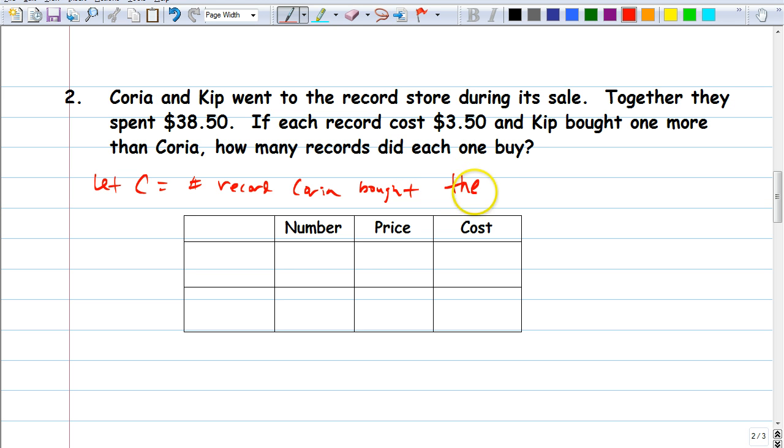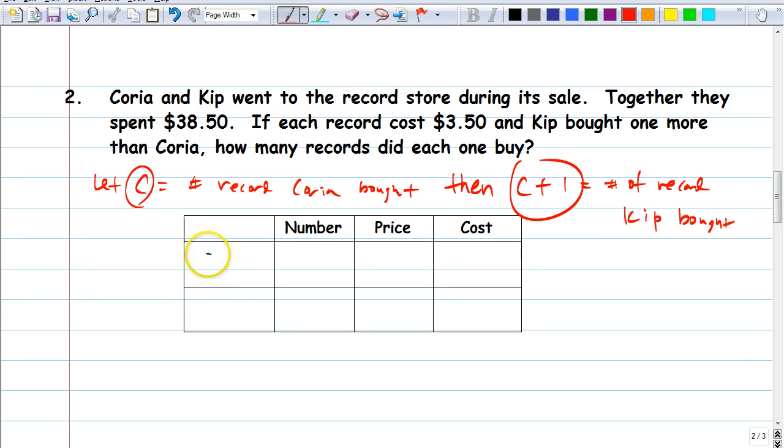Then, how many variables could we use during first semester? Only one. We have 2 unknowns. How do you represent the other unknown using this variable C? Who could help me with that? Patty? C plus 1. Exactly. C plus 1 equals the number of records Kip bought. So we have this one and this one, right? That's how you declare the variable for the 2 unknowns that we were looking for.